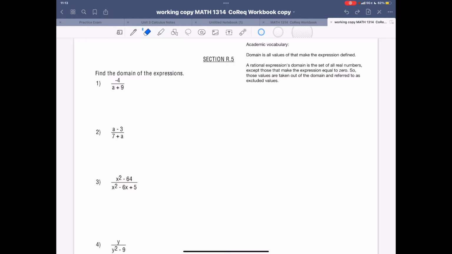A rational expression's domain is a set of all real numbers, except those that make the denominator equal to 0. That means that we cannot have a 0 in the denominator. So whenever we have a domain value where the denominator is equal to 0, we call those excluded values. And that's what we're going to be working with today.